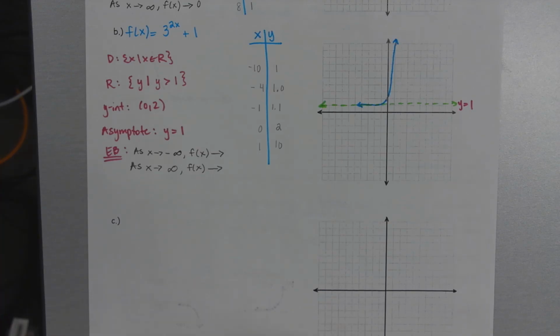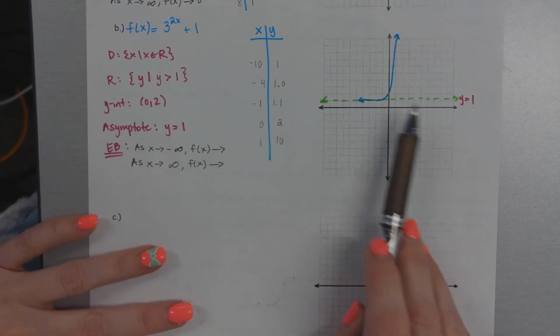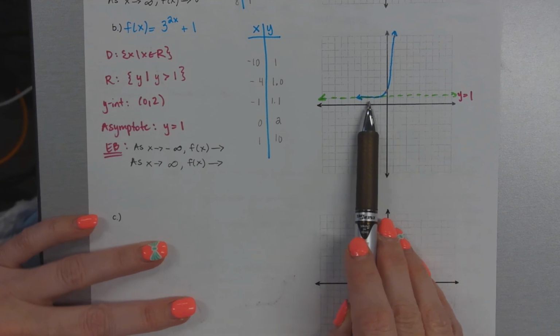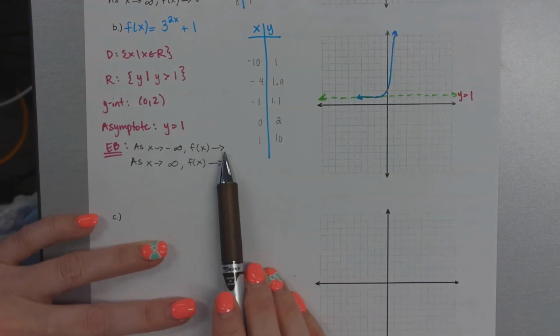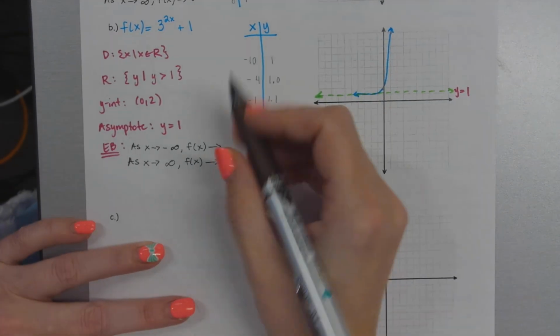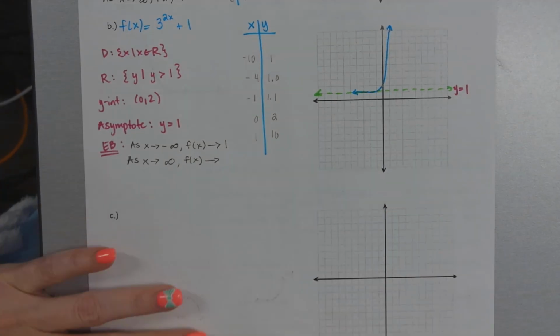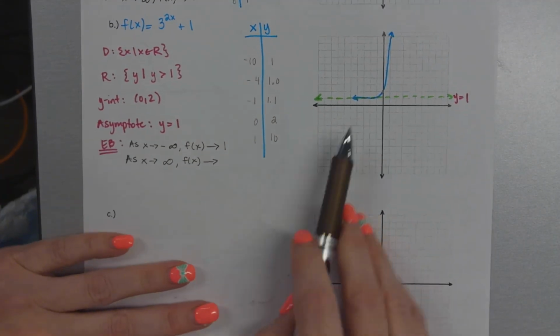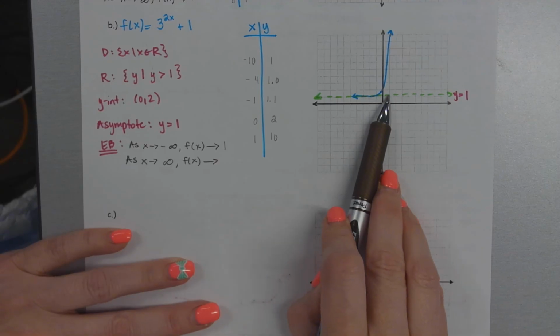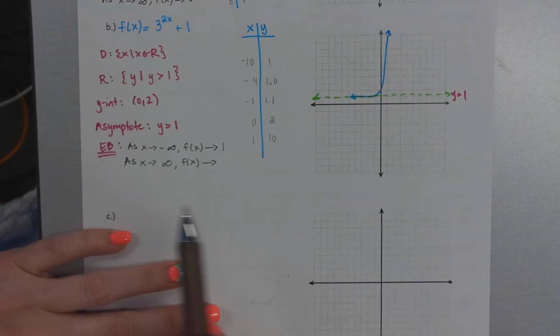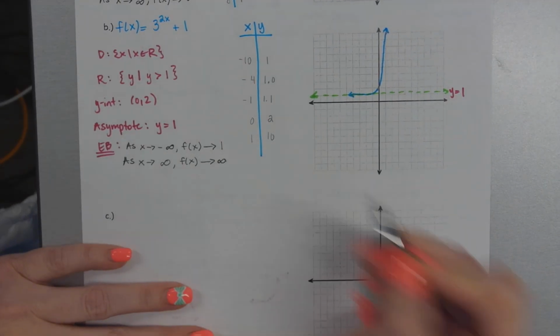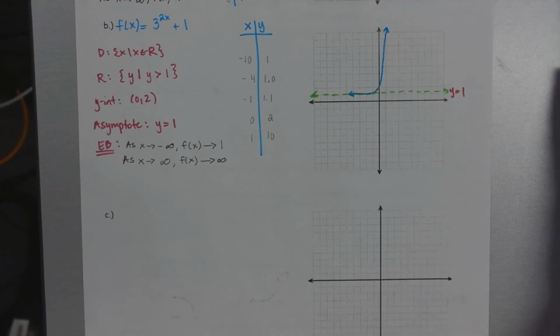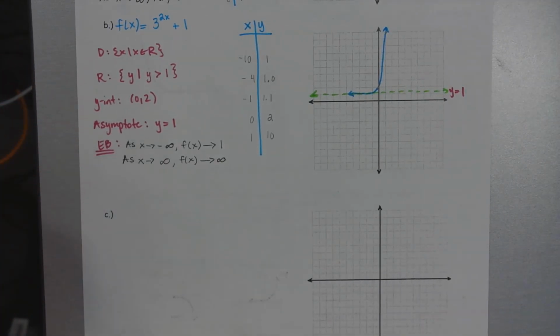Okay, so Riley, what are you thinking of for this first one here? As this goes to the left, what is f of x going towards? 1. Yep. Alright, and then Carson, what about on the other side? As we keep going to the right, where is this end going? Great. Alright, nice job, you guys. Alright.